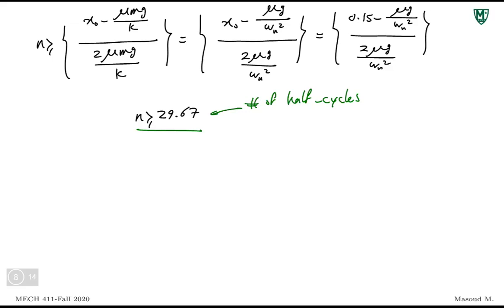So number of cycles, how do we deal with this? What we do is we always round this up. We say n is greater than or equal to 30, and from there divide it by 2, because you can't divide 29 something by 2 to get the number of cycles. So this means that you have 15 cycles. If you have 30 half cycles, you have 15 cycles.